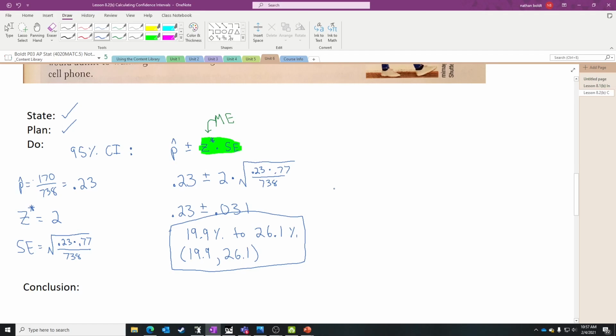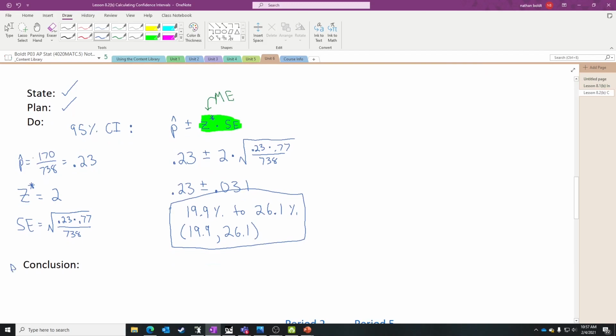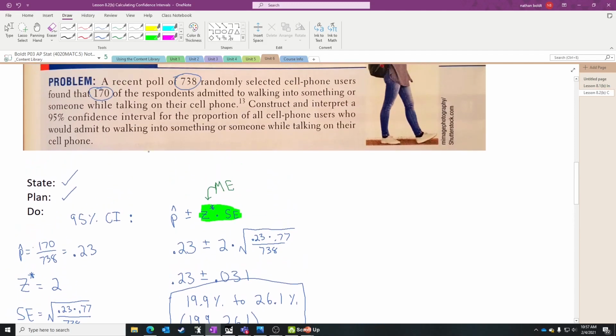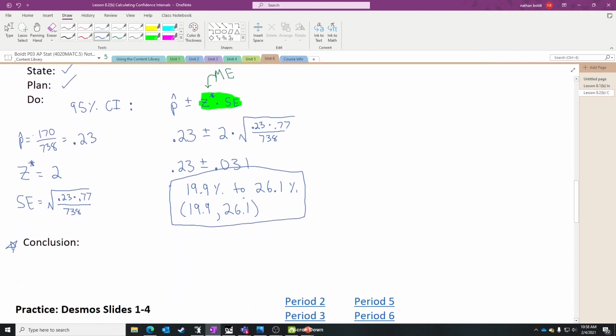All right, hoping that process makes sense. You should have the conclusion written in your notes already. I'm pretty sure we did that in the video as well. We are 95% confident the true proportion of cell phone users who would admit to walking into something is between those 2 numbers.